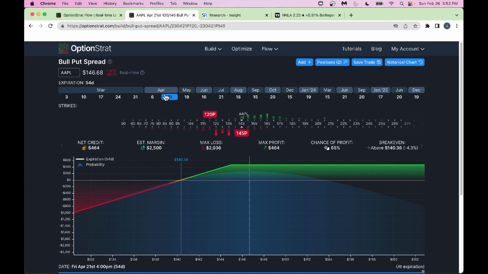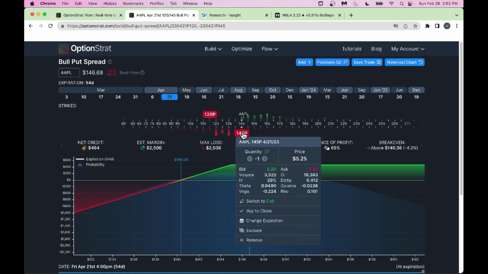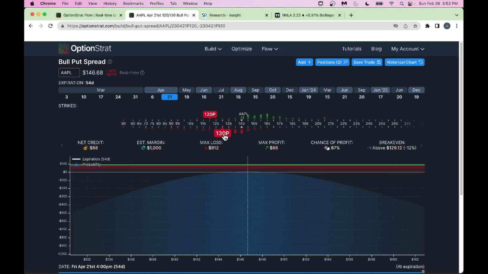And let's go back here to optionstrat.com, and April 21, which is 54 days out. We want to sell, let's see here, 130, 120 here. I will pull this to 130, 120, $10 wide. Look, we are collecting $88. Max profit is the money that we got, which is the net credit. Look at the chance of profit, 87%. Great. As long as the stock stays above 129, you get to keep your money. I do this all day long.